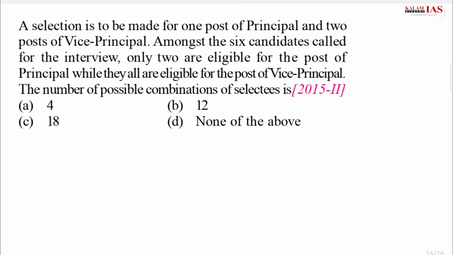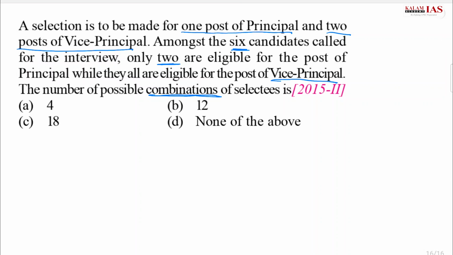I hope everyone has attempted the question. It is said a selection is to be made for 1 post of principal and 2 posts of vice principal. Amongst the 6 candidates, only 2 are eligible for the post of principal, while they all are eligible for the post of vice principal. The number of possible combinations, again combination, that means we have to apply the nCr formula.